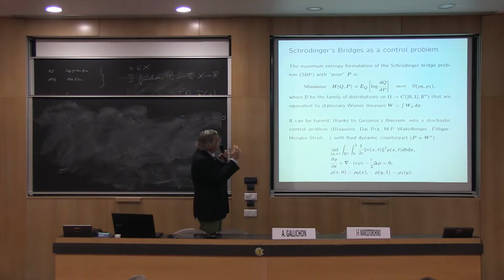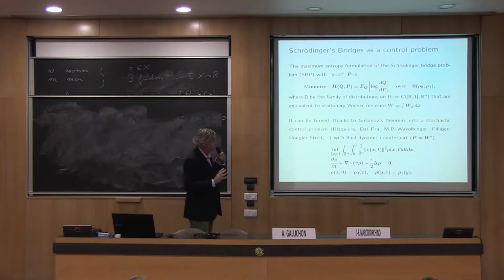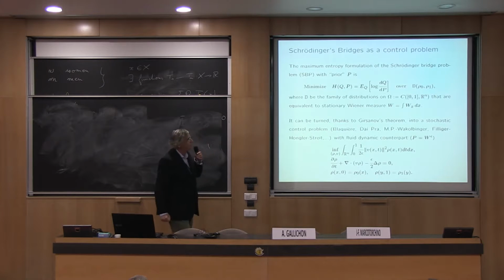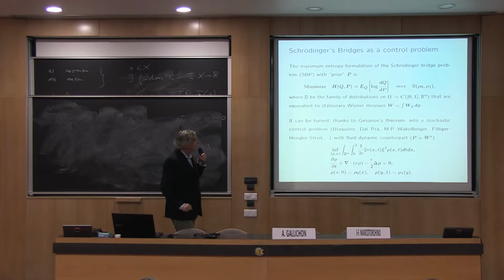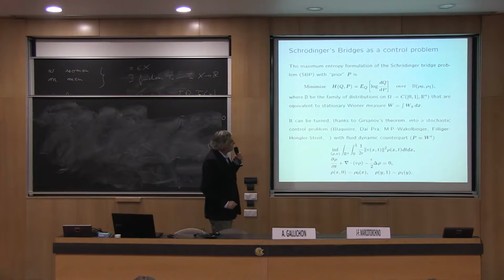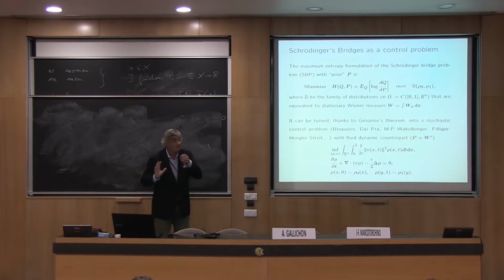And then, thanks also to the results of Jamison, you can turn this into a stochastic control problem. And this was noticed by a number of people around the late 80s, early 90s, okay? And what does the control problem look like? It's a stochastic control problem that I don't have the time to show you because I'm going to go immediately to the fluid dynamic counterpart.